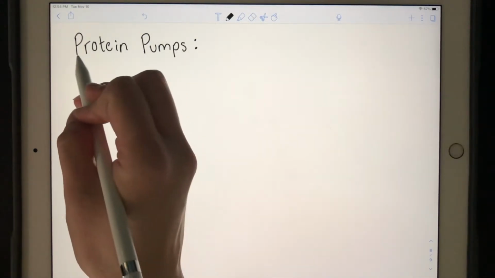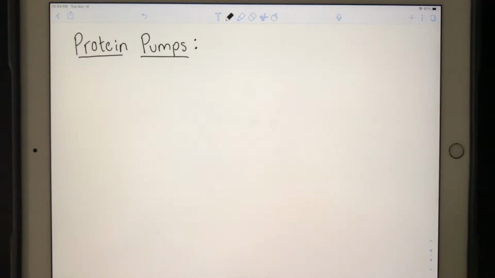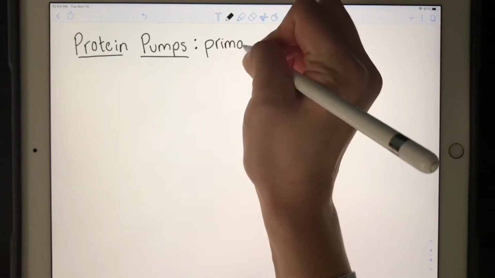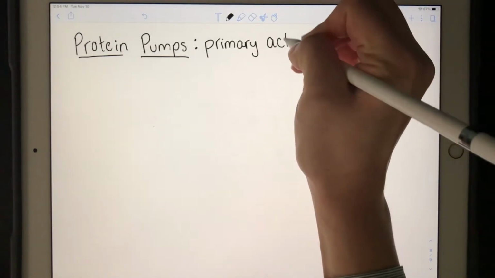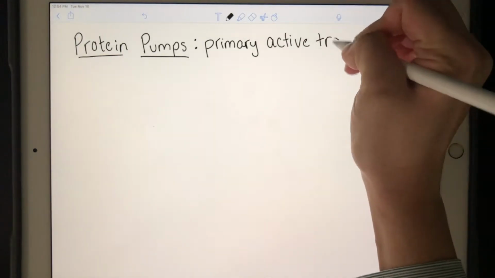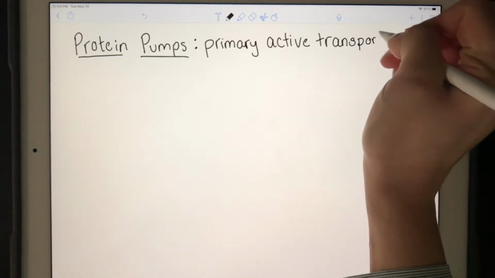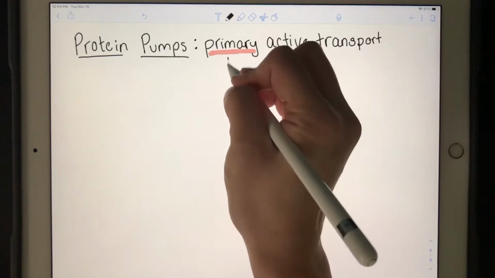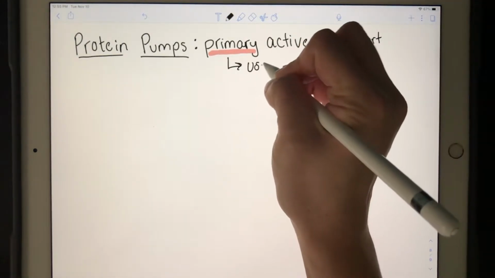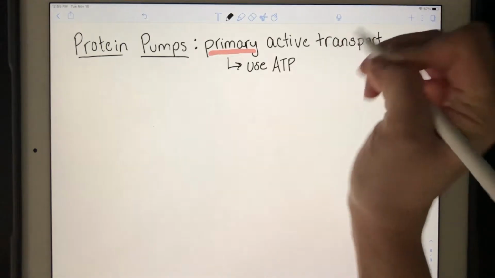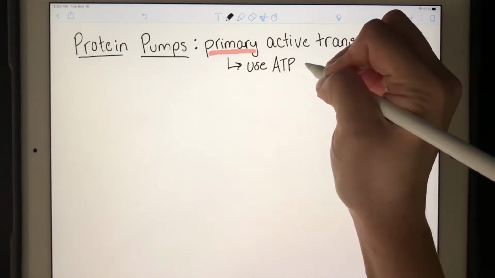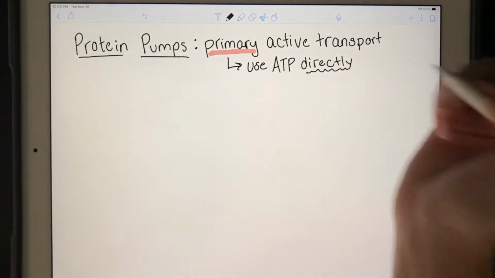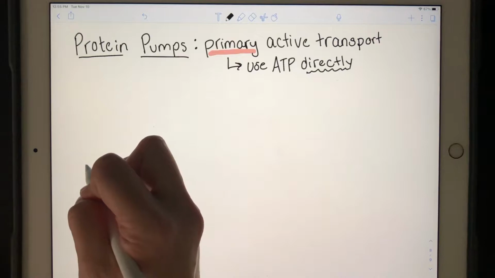Our first example of active transport is going to be protein pumps. And what they do, we call primary active transport. And the reason that we say primary active transport is because these protein pumps use ATP directly. So let's draw this out.